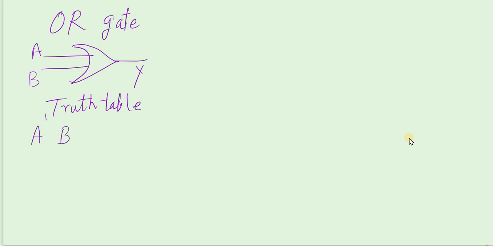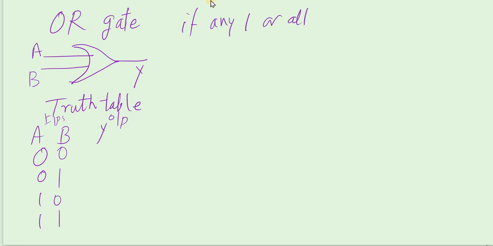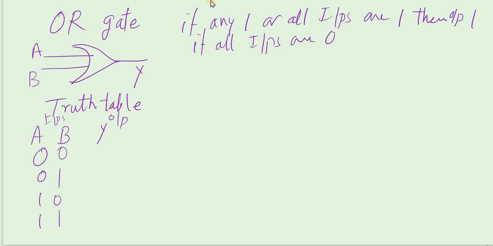A and B are the inputs. Y is the output. 0 0, 0 1, 1 0, 1 1. OR is such that if any one or all inputs are high, then output is high. If all inputs are 0, then only the output is 0. So here 0 0 generates 0. This is 1, this is 1, this is also 1.